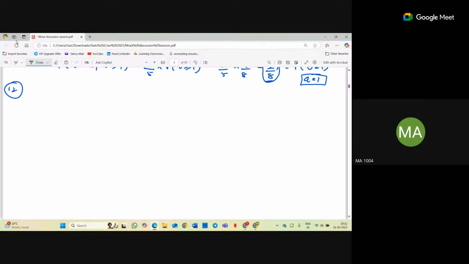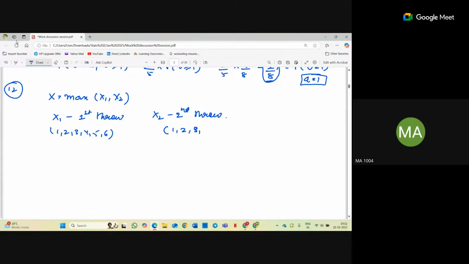So my X is equal to the maximum of X1 comma X2, correct? And it is given that X1 represents the number obtained in the first row and X2 is in the second row. Now X1 can take values 1, 2, 3, 4, 5, and 6. Similarly, X2 can take 1, 2, 3, 4, 5, and 6.